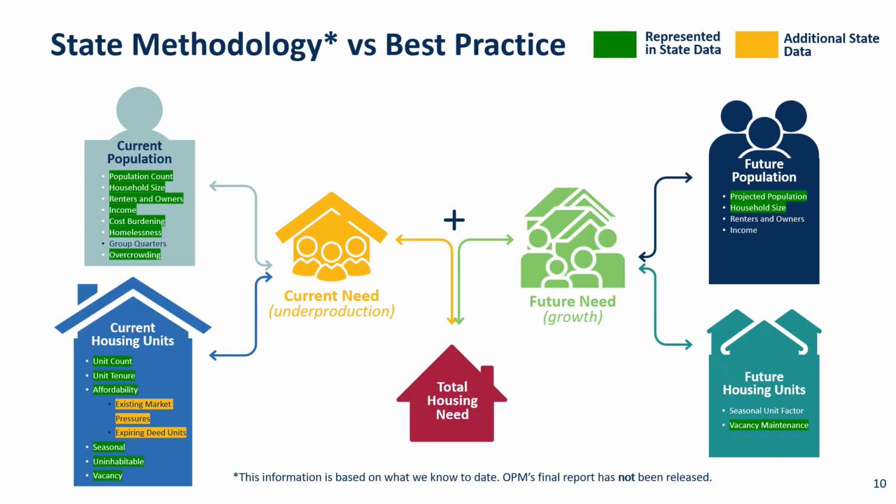This slide compares what we currently understand about Connecticut's approach with methodologies that are commonly considered best practices elsewhere. Note that there's a significant amount of overlap. Many of the data points being considered by the state are also used in housing needs assessments across the country. There are also some differences and nuances that we'll want to evaluate as we develop a methodology that works for our region. It's important to remember that the state's final report has not yet been released, so this comparison is based only on the information that's currently available.